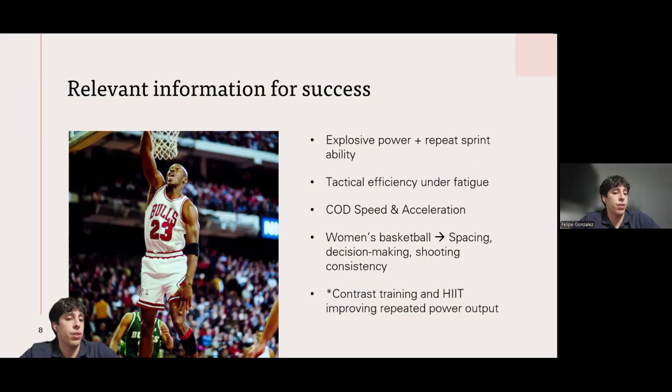Some relevant information for success. Well, successful players exhibit explosive capacity, repeatability, durability, and tactical execution. Because both men and women require similar physiological profiles, training must emphasize vertical power, linear acceleration, change of direction efficiency, and aerobic recovery tolerance. High intensity interval training and contrast training mirror real game demands and enhance fatigue resistance during technical skills such as shooting under pressure.